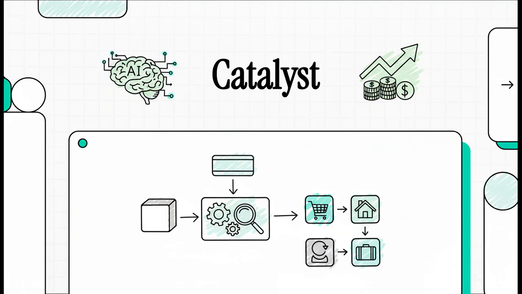Hey everyone, I'm D. Walker, and I'm really excited to show you something I've been working on. It's a project called Catalyst, and it's all about using AI to categorize your financial transactions. Honestly, I built it to solve a problem that was personally driving me nuts.